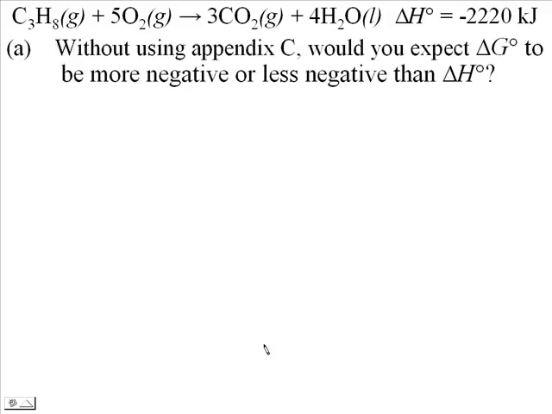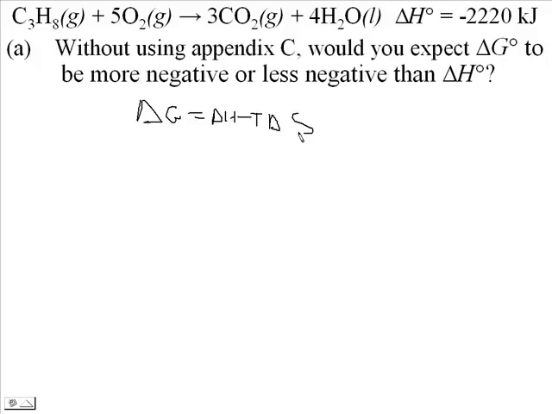Okay, here's a reaction. In this case, let's look at this reaction. This is propane reacting with oxygen to make carbon dioxide and water. We've got a delta H of negative 2,220. Okay, and this is where the questions start to get a little bit tricky. You just have to think about this equation where delta G equals delta H minus T delta S. And they want to know, would you expect delta G to be more negative or less negative than delta H?